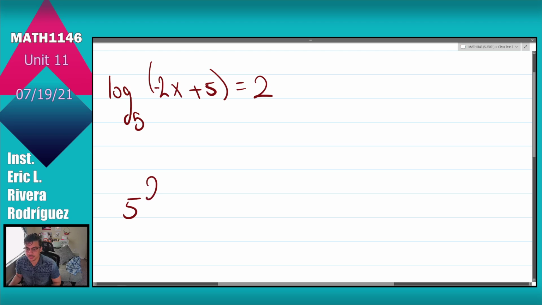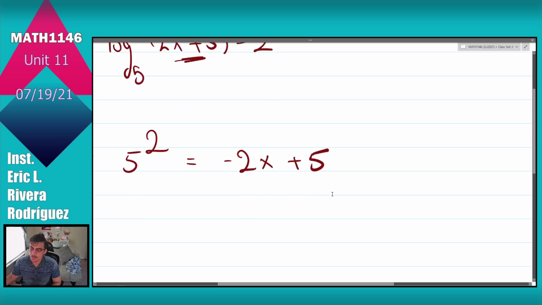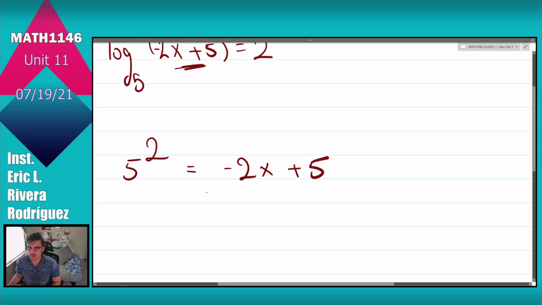That's correct, Brian. 2, which is the output of this logarithmic function. We use it as the exponent of the base. And the argument goes on the right side here. Here, what we need just is to solve for x, because now we have a linear equation. Solving for x, and you got negative 10.